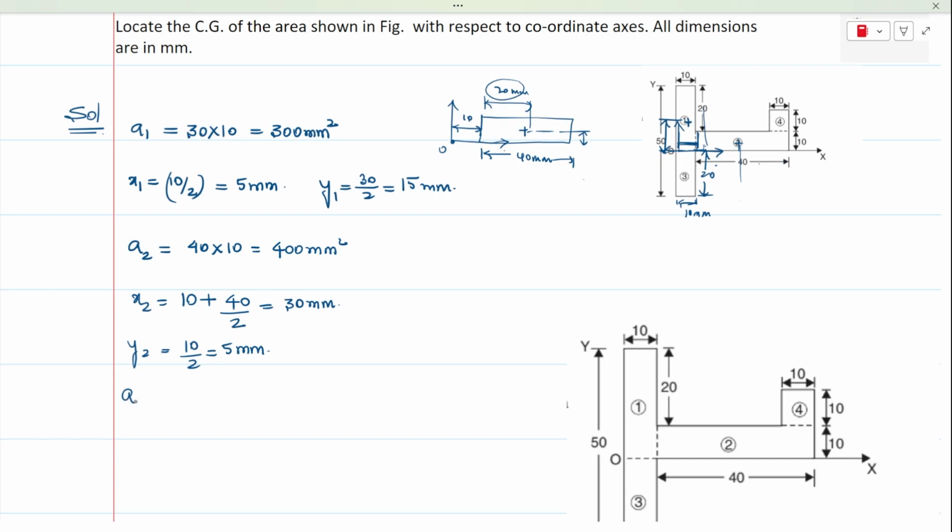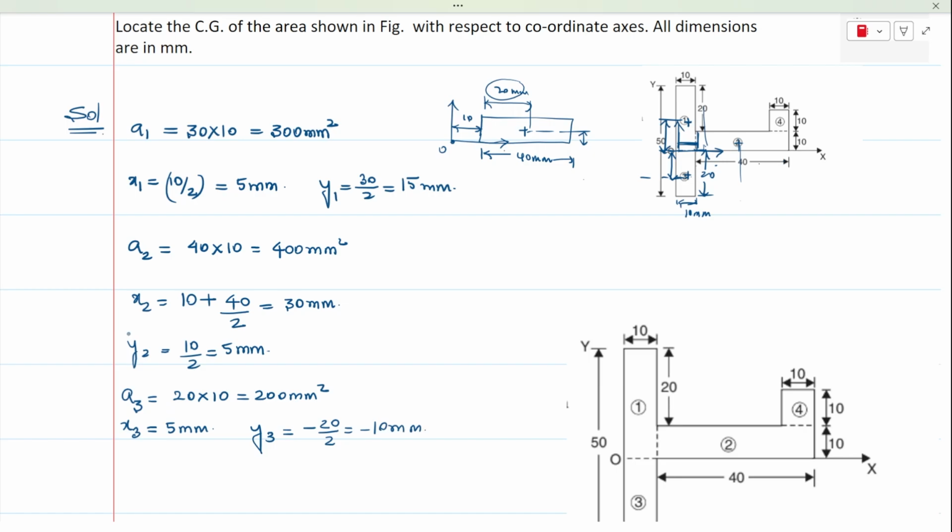Now area number 3, the height is 20 and the width is 10. This will be 200 mm square. And next would be the x coordinate. The x coordinate x3 will be 5 mm. There is no change in that, but y3 will be in the downward direction, or below point O, which is the negative y-axis. So for that case, the y coordinate will be 20 by 2, or I should write it as minus 20 by 2, which is minus 10 mm.